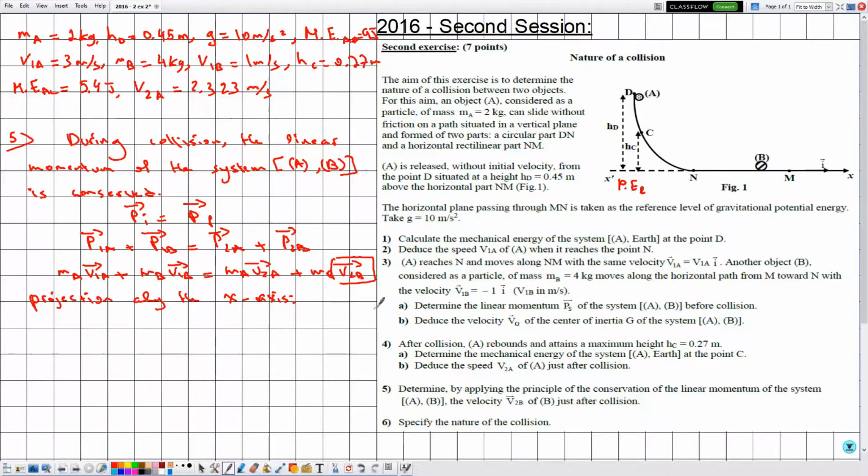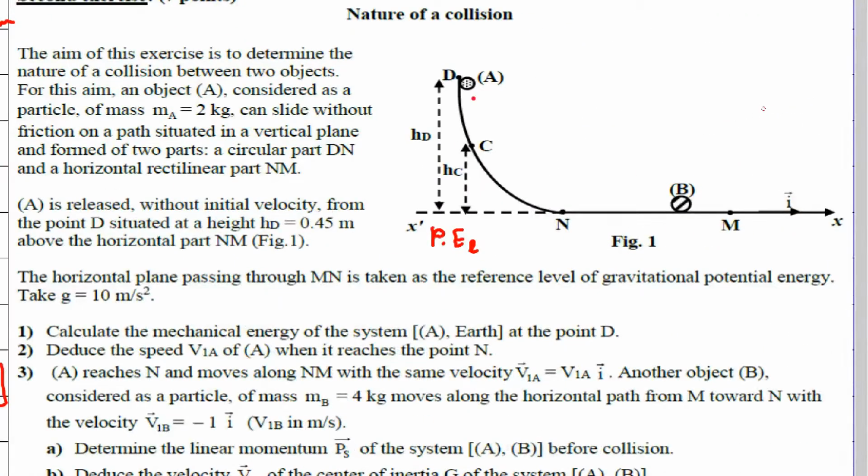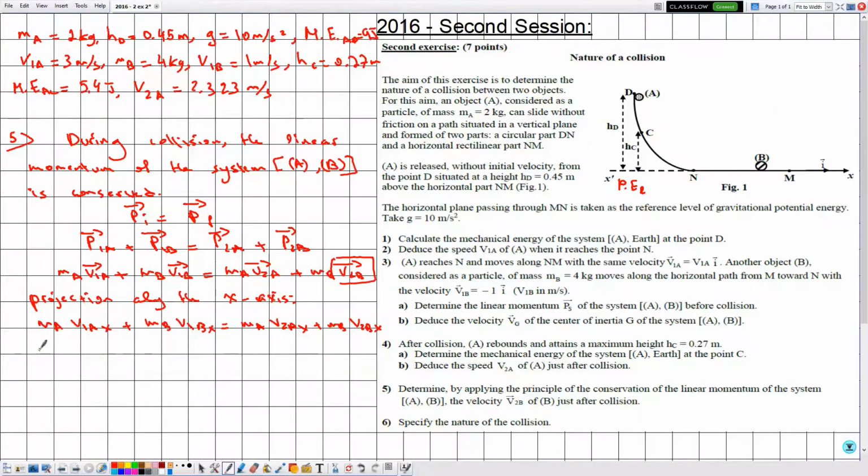So in this case we drop down all the vector quantities, and each vector quantity will carry the label x. So here we have that MA V1AX plus MB V1BX, which is equal to MA V2AX plus MB V2BX. Now all of them lie along the x-axis, so no need for the cosine. Each one will carry either a plus or minus sign depending on whether it's moving in the positive direction or in the negative direction.